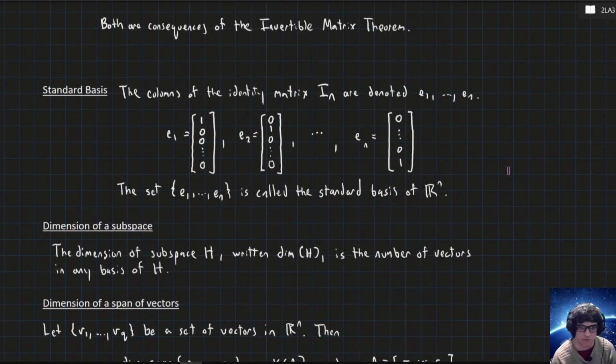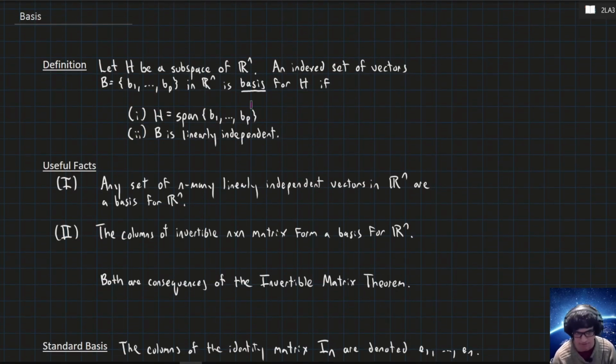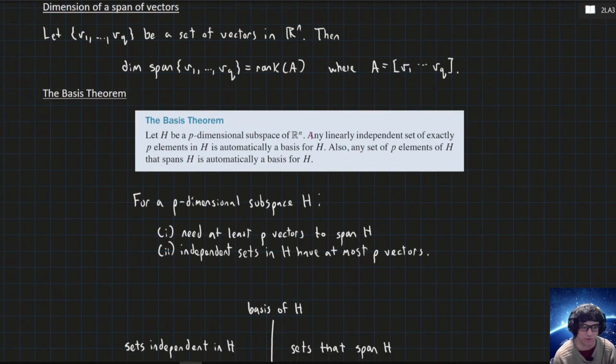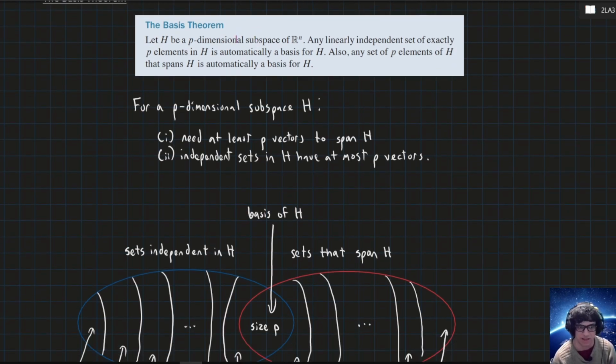So remember, what do we need from a basis? We need that it spans and that it's linearly independent. So this theorem is saying that if you already know the dimension of the subspace, and you have p many elements in hand, you only need to check one of these properties, because if it satisfies one of them, it automatically satisfies the other, and so it's a basis. So it offers a bit of a shortcut there.